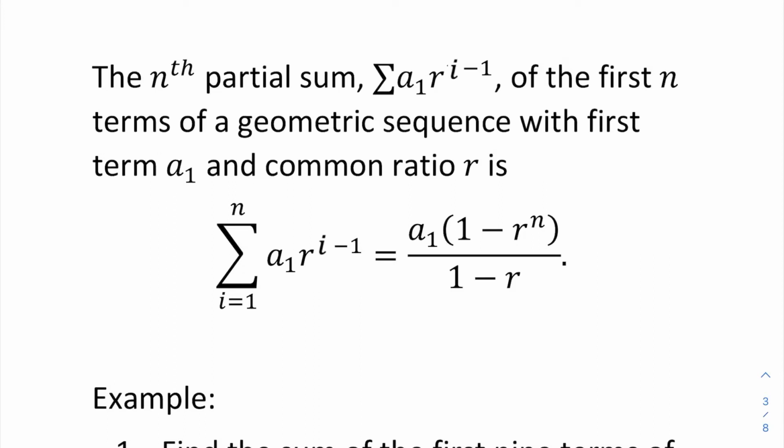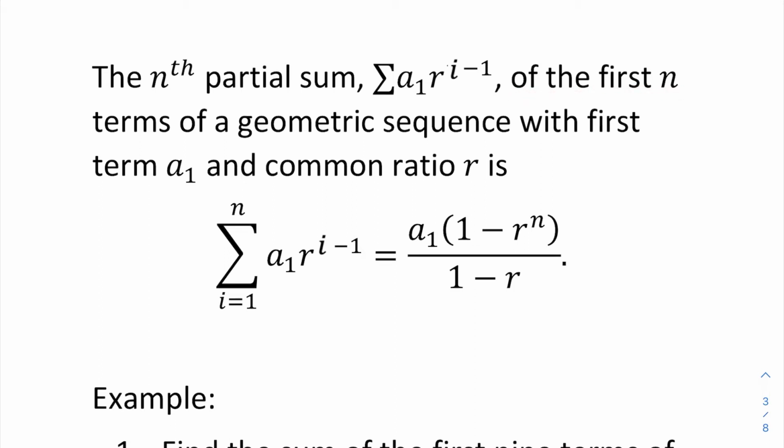Okay, so now we're going to find the nth partial sum, which I'm denoting this way using summation notation. It's the nth partial sum of the first n terms of a geometric sequence. As you can see, that's the general term, a1 times r to the i minus 1, but each individual term is going to have its own value for i, each of the summands.